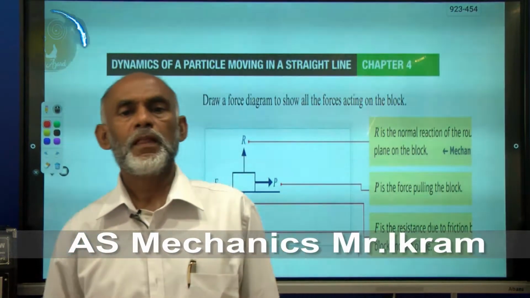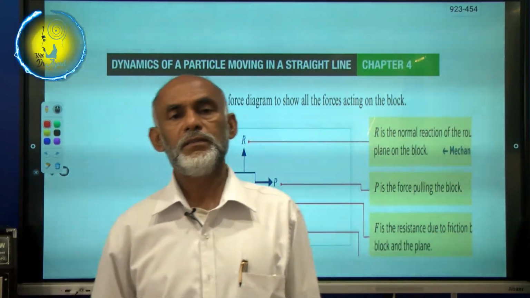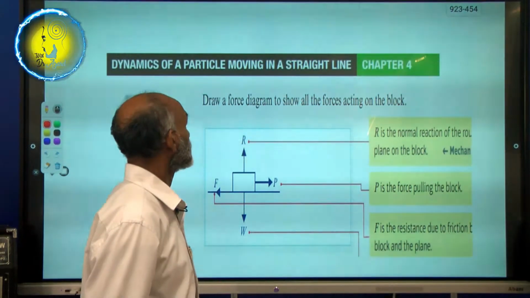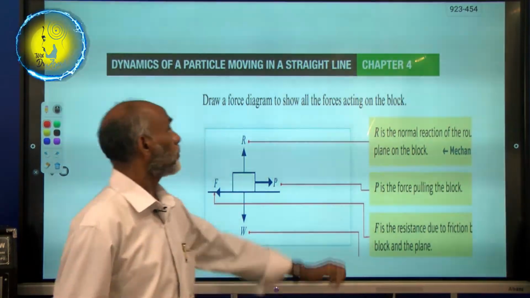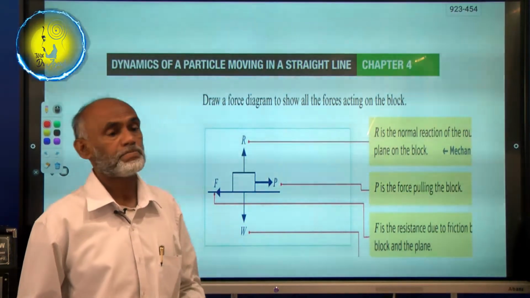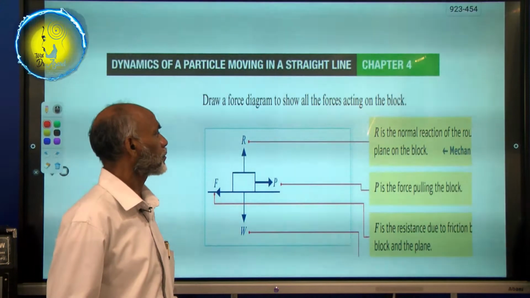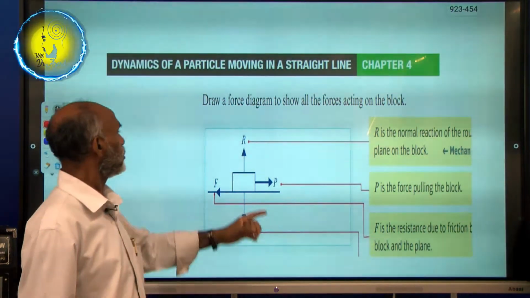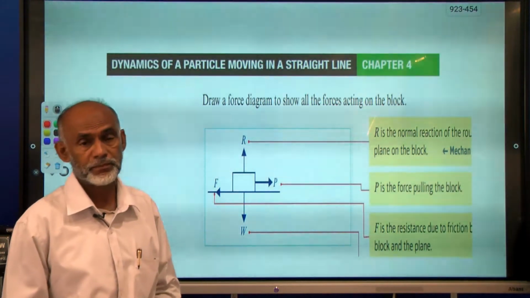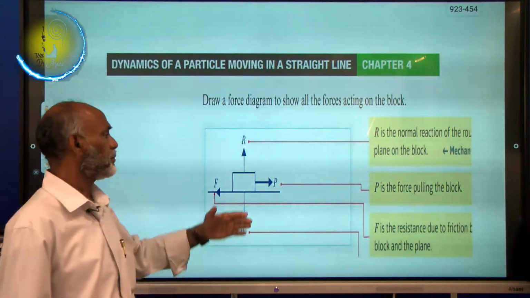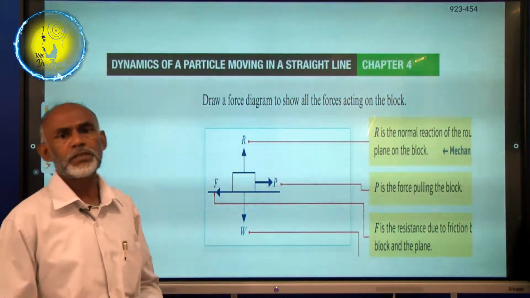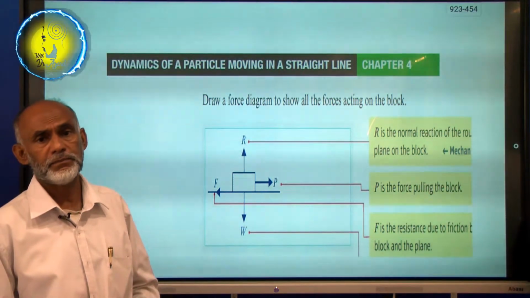Students, today our lesson is on AS Mechanics, Chapter 4. In Chapter 4, we are doing dynamics of a particle moving on a straight line. As we know, students should be able to identify the force diagram. That is the beginning of dynamics. All the forces should be resolved on a particle.